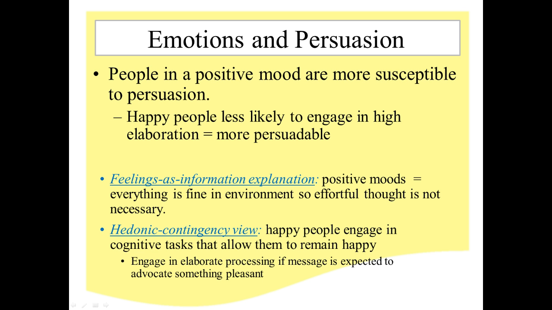Another explanation is called the hedonic contingency view. This is the basic idea that people who are happy, those people who are in a good mood, want to remain happy, and so they keep doing cognitive tasks that keep them in that state. So if they think that something pleasant will come from a higher level of elaboration, then they will do that. But at the same time, if they don't need to expend that effort, if they think that they can stick in that happy frame of mind and engage in that low level of elaboration, then they'll do that too.